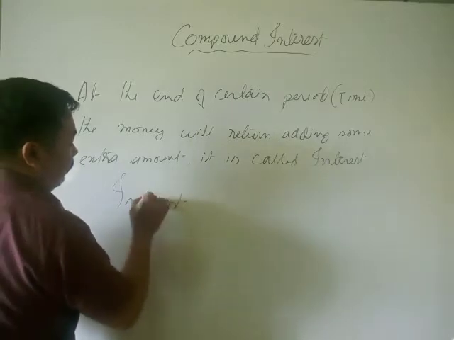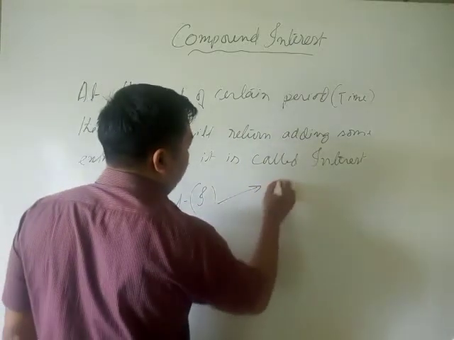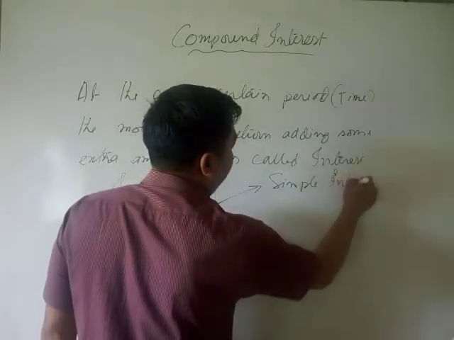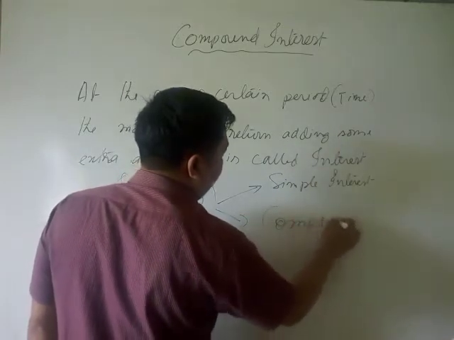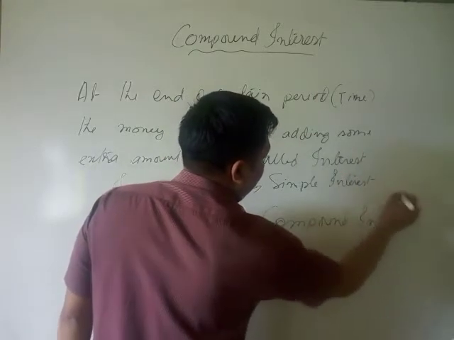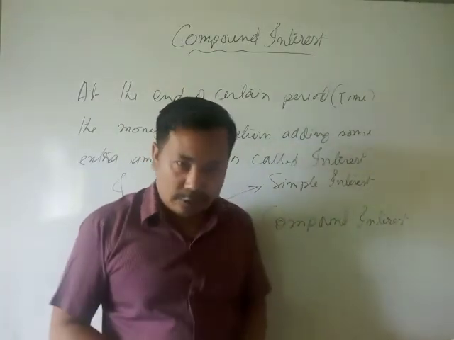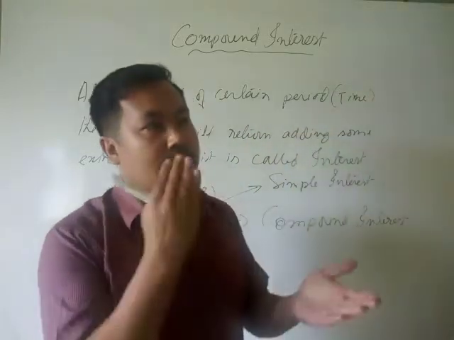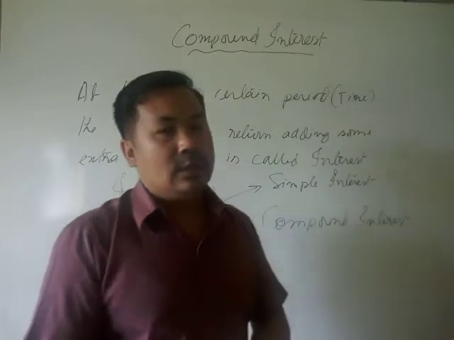Interest is denoted by big I. So interests are of two types. One is called simple interest, and another one is called compound interest. So my dear student, interest is some extra money we add on the money we borrowed and return after a certain period of time. That extra money is called interest. And interests are of two types. First one is called simple interest, and the next is called compound interest.